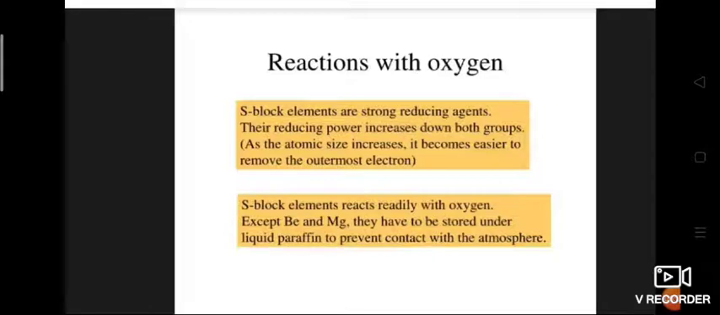So, reaction with oxygen. S block elements are strong reducing agents. Lithium is a strong reducing agent because it has the lowest standard reduction potential. It also is small in size, and it has the highest hydration enthalpy. So because of that, lithium is the best reducing agent.